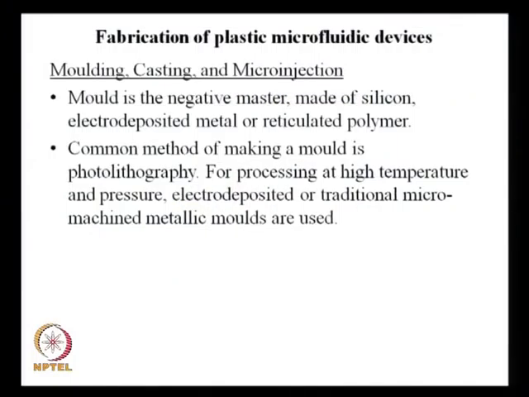In case of a molding process, mold is a negative master made of silicon. That is the definition of mold. Mold is a negative master made of silicon and or electrodeposited metal or reticulated polymer. The common method of making a mold is photolithography, and processing at high temperature and pressure. There are other techniques which are employed.